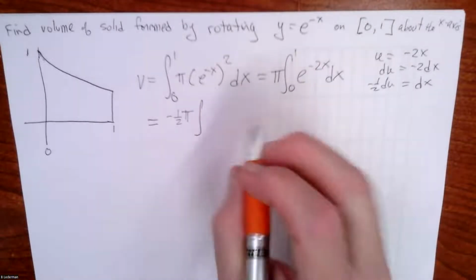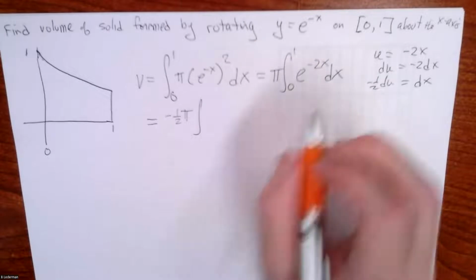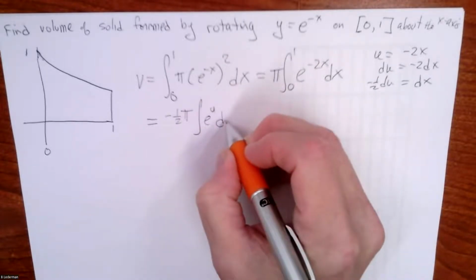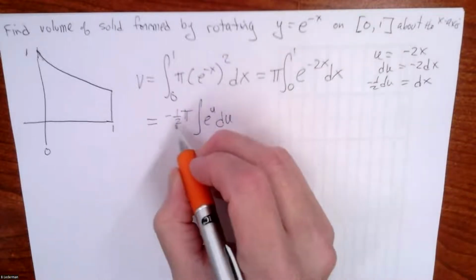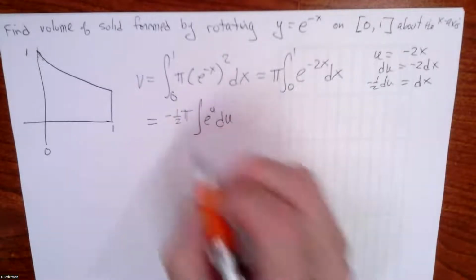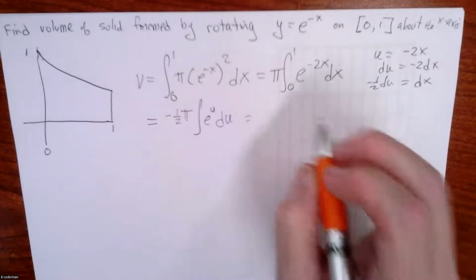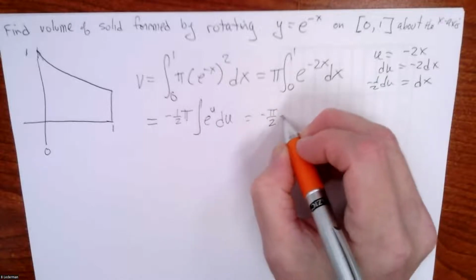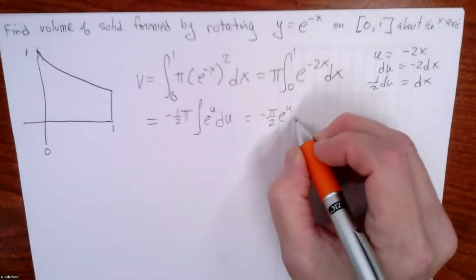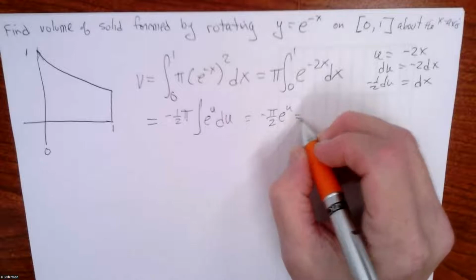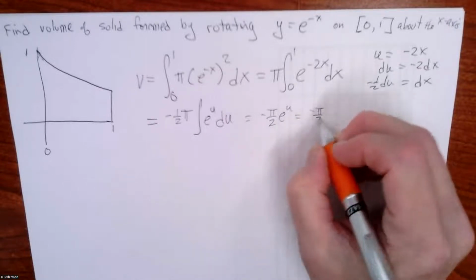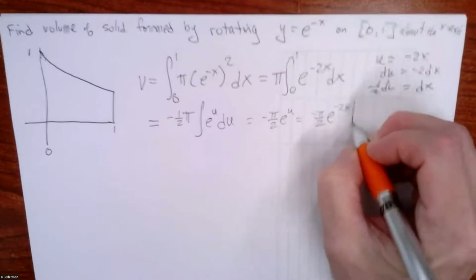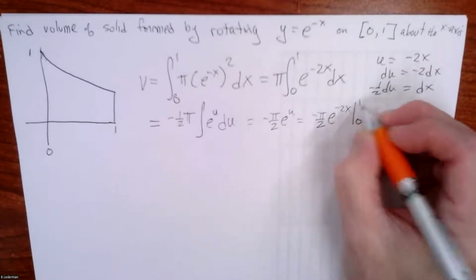And now I have e to the negative 2x just becomes e to the u, du. Now dx is du times the negative 1/2. That's where the negative 1/2 came from. Anyway, this is equal to negative 1/2 pi, negative pi over 2 times e to the u. But before I start evaluating this, I'm going to switch it back to negative pi over 2 e to the negative 2x, evaluated between 0 and 1.